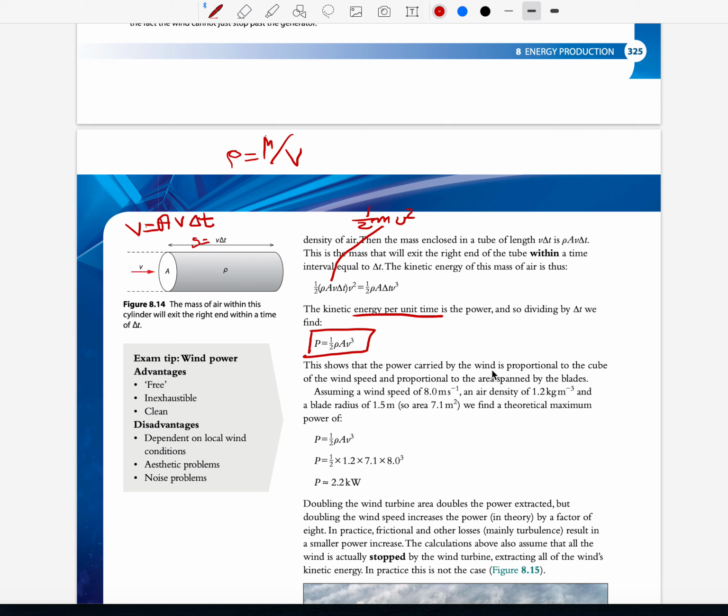And what's important is that you get a 3. You had v squared, you get another term for the speed, you get speed cubed. This is important because they will ask this. If the speed of the wind doubles, what happens to the power of the wind generator? It will be times 8.